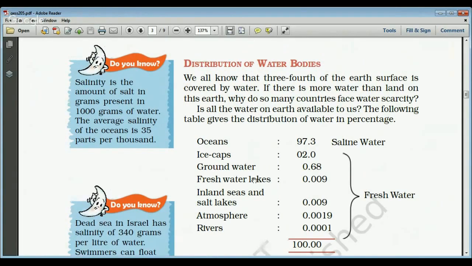Now if you see what is salinity, salinity is actually the amount of salt in grams present in 1000 grams of the water. So if 1000 grams of the water have, suppose, 35 grams of salt dissolved in it, the salinity would be 35 parts per thousand. And the average salinity of the oceans is 35 parts per thousand.